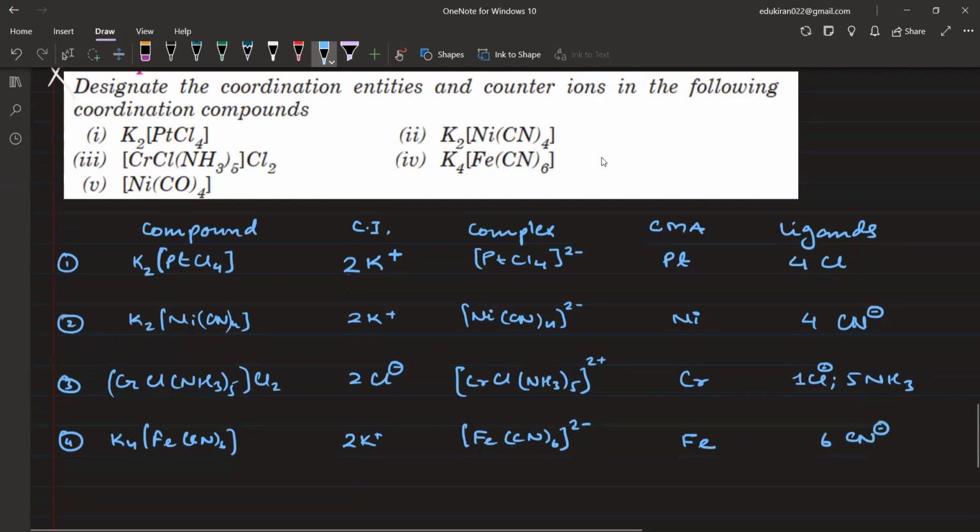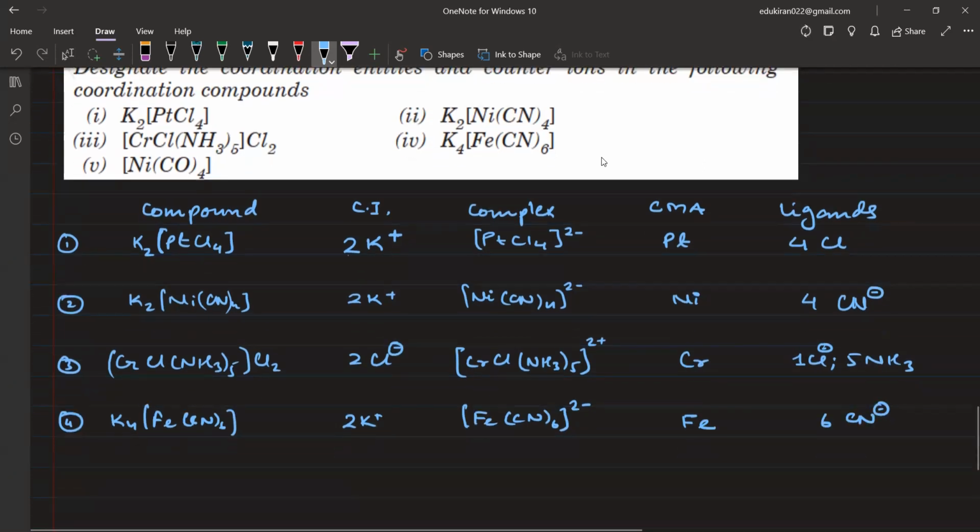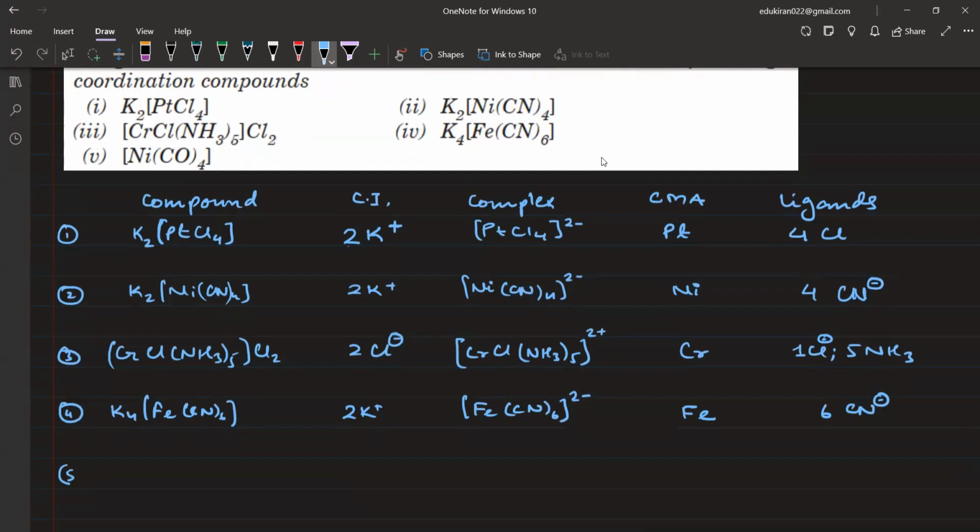In the fifth case, we have a neutral NiCO4. There is no counter ion here. The complex is also going to be neutral. The complete thing is a complex, NiCO4. The central metal atom is nickel, and the ligands are CO carbonyls, having 4 CO. चलिए, जिन लोगों की कुछ गलती हुई थी, please correct it down. If you have any doubt, please let me know.